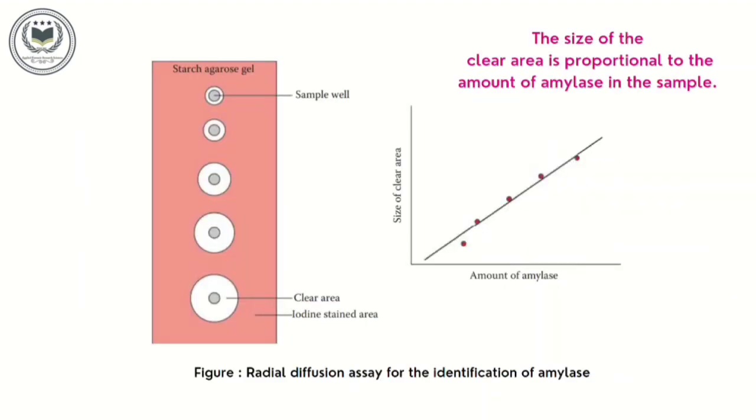Here we can see that we are loading the sample, obtaining the clear area, and a graph will be plotted of the amount of amylase versus the size of the clear area. The size of the clear area is directly proportional to the amount of amylase in the sample, and we can determine it and measure the diameter.